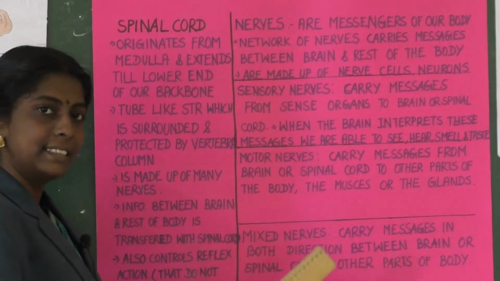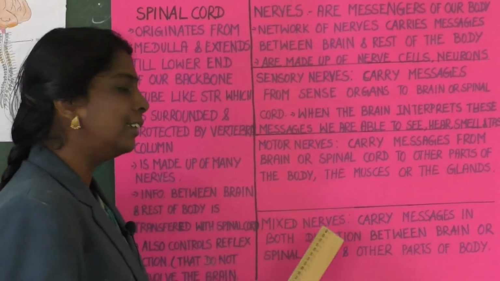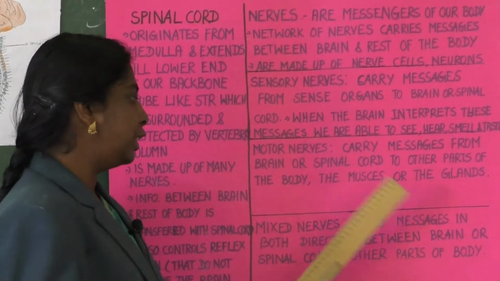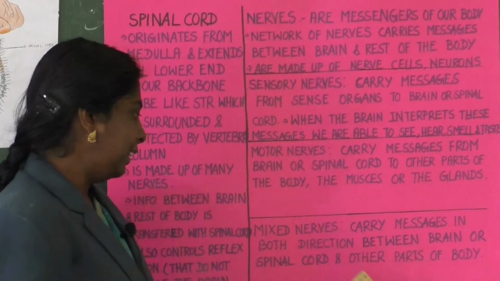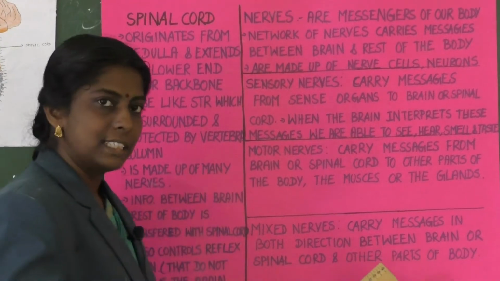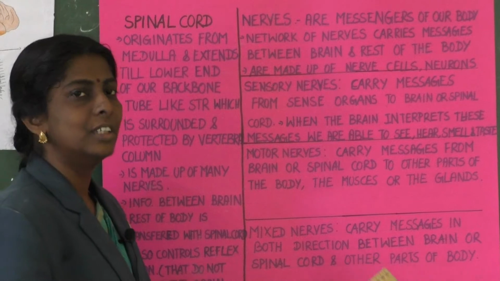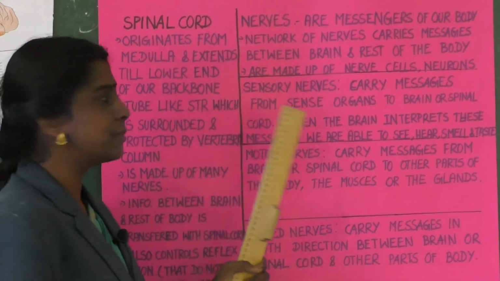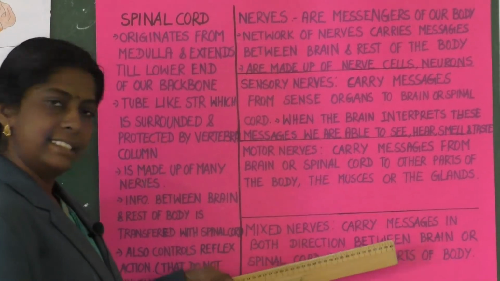And then mixed nerves. The third type is mixed nerves. They carry information in both directions, between the brain or spinal cord and the other parts of the body. Clear? So these are the three kinds of nerves: sensory, motor and mixed nerves.